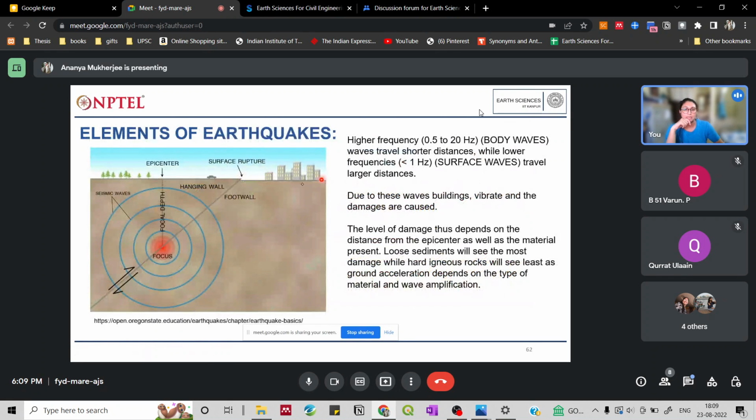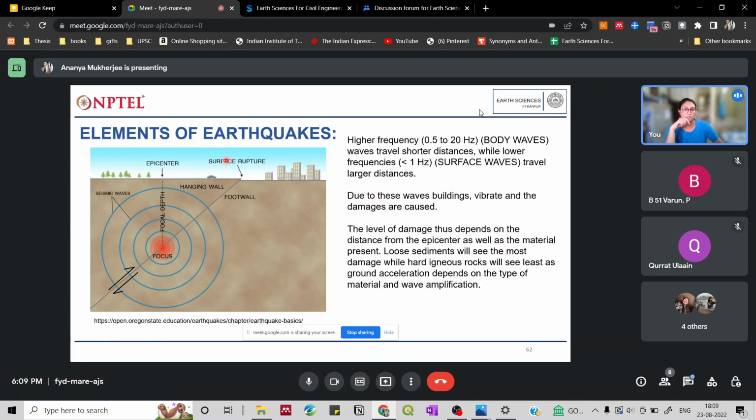So this is the elements of an earthquake. We can see the focus is where the rupture has taken place, like the rock blocks. You can see the line over here, that is the fault plane. The rupture that has happened has taken place over here. So this is the focus, and after the rupture has taken place, the seismic waves are traveling.